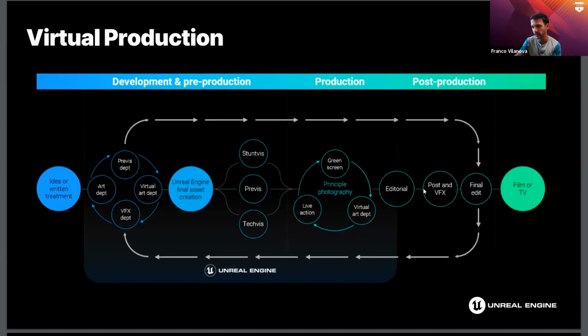You can see that Unreal is not encompassing post and VFX in this one, but we could go into our editorial here and then go outside or keep it in engine for final. Usually it goes outside and it gets a final edit done on another software. But again, if we wanted to, we could go for final pixel here and do post-production within the engine. We do have Unreal Engine final asset creations here. We can touch on TechViz, Previs, and StuntViz. We work with all three of these sections.